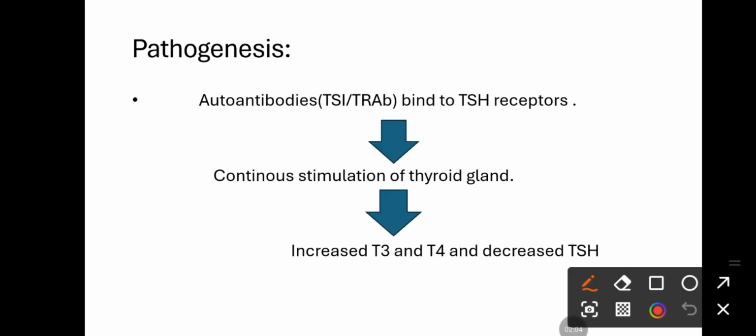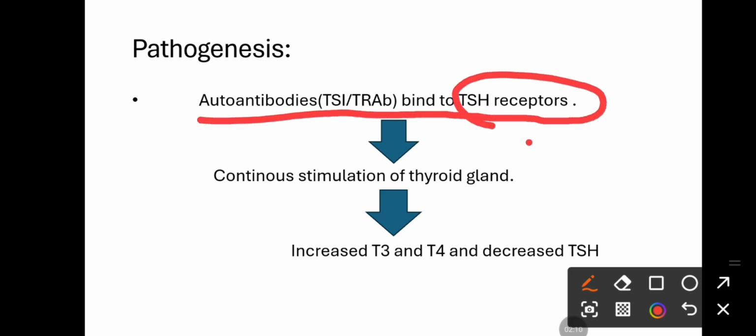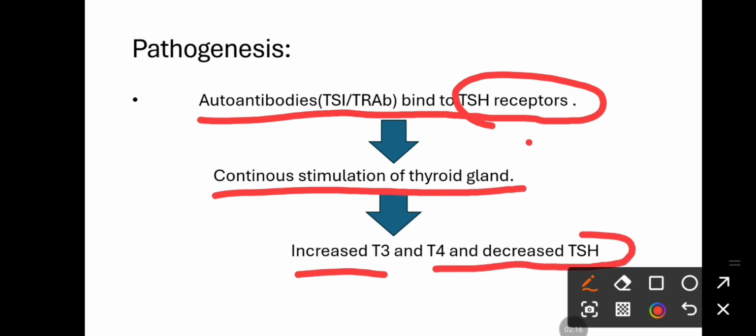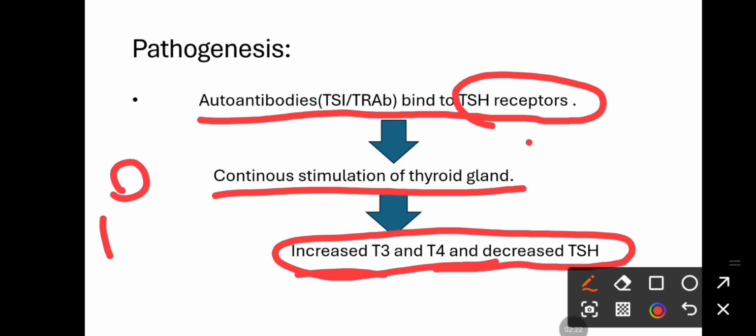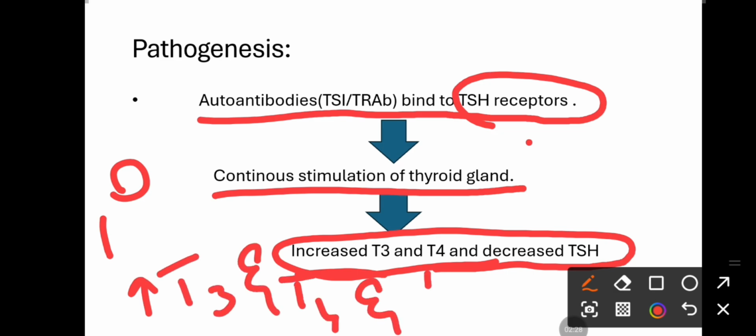In the pathogenesis of Graves' disease, autoantibodies like TSI and TRAb bind to the TSH receptors, causing continuous stimulation of the thyroid gland, which will lead to a rise in T3 and T4, and this will lead to a decrease in the TSH. So always remember that in primary hyperthyroidism, there will be a rise in T3 and T4 and decreased TSH, that is thyroid stimulating hormone.